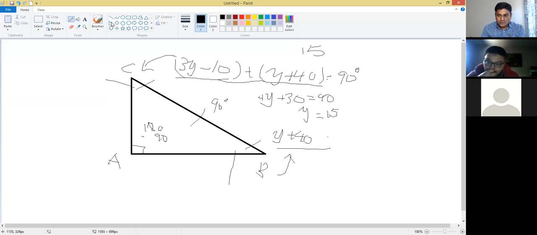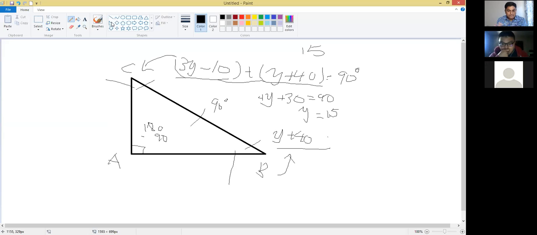Yeah. So basically, a triangle has 180 degrees in total, and you already know that A is a right angle, so that is 90, right? So angle C and angle B put together should be 90. You're still with me? Yeah, I'm still here. So we know angle C is 3y minus 10, angle B is y plus 40. You add them, that should add up to 90. And as you go on solving that, you would get y equals 15.